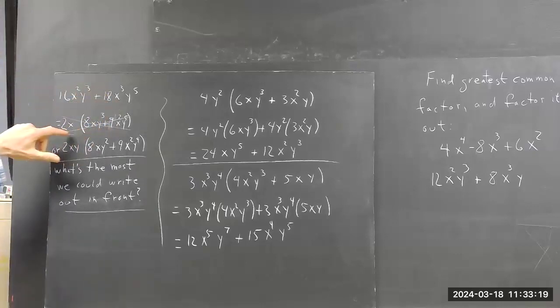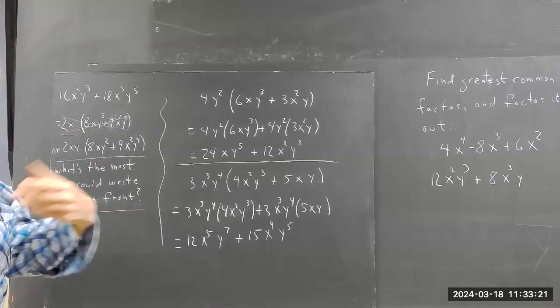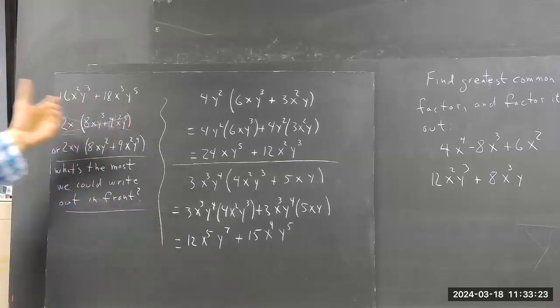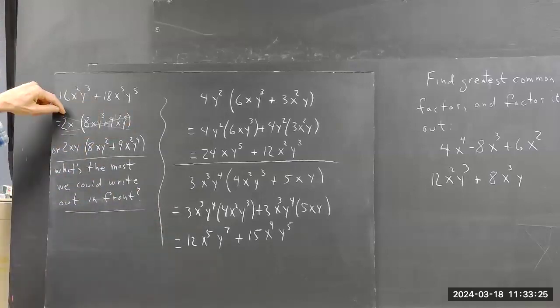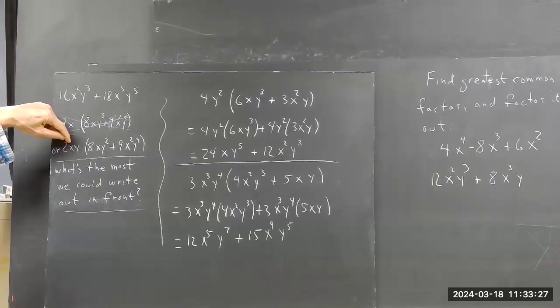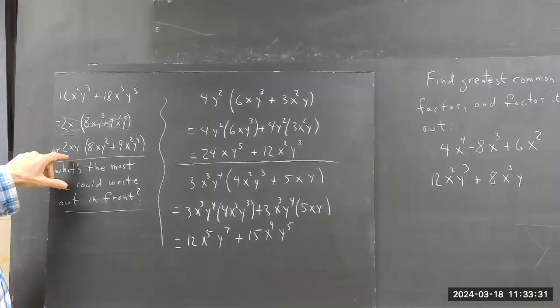I kind of crossed this out. It's not wrong because all I asked you to do was factor something out. But we could factor more than that out. We could factor out a 2xy. Okay. So we could have 2xy times what?